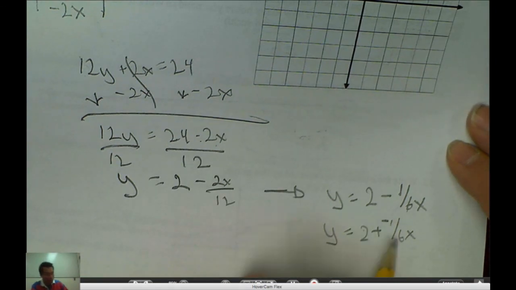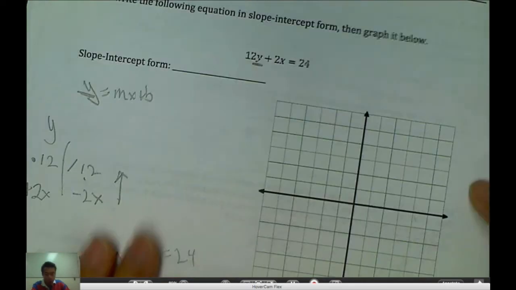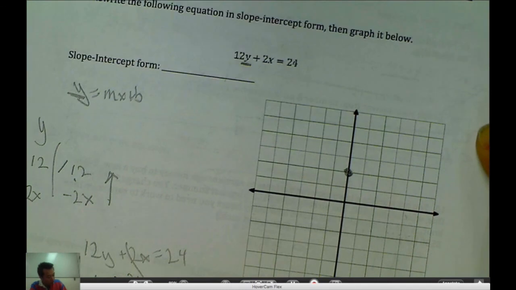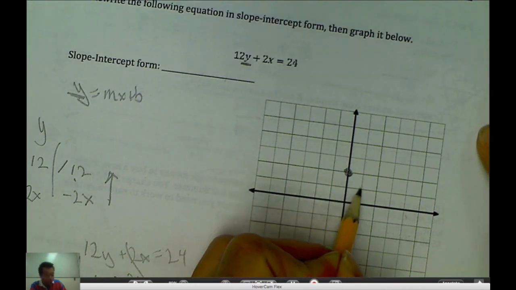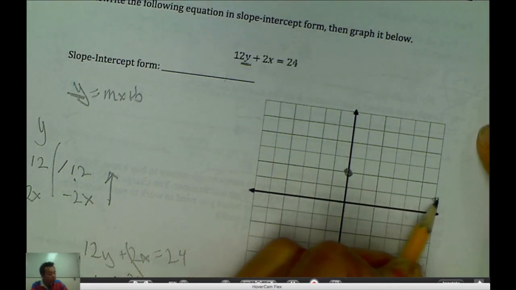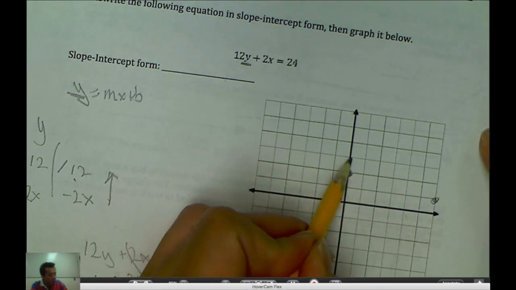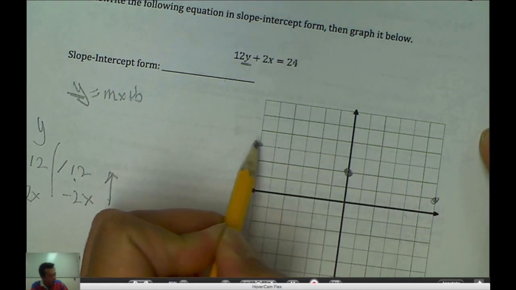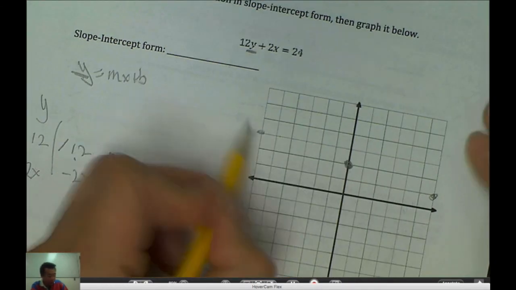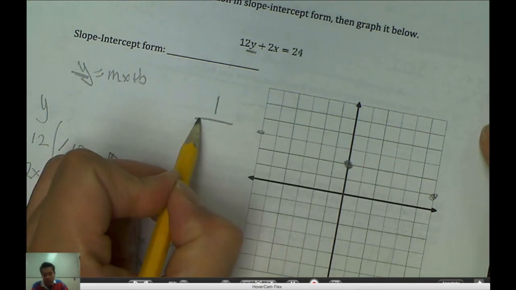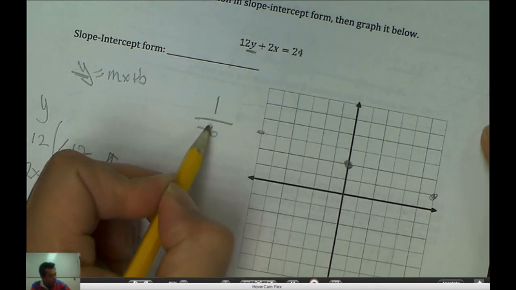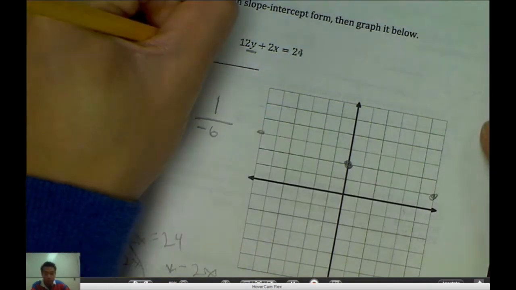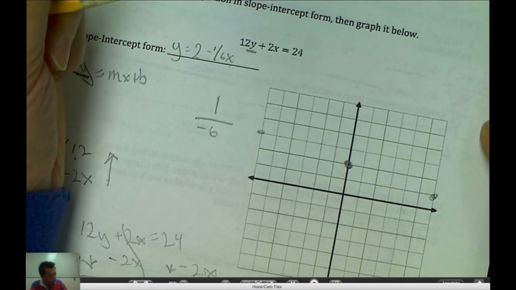Okay, so this one's actually kind of pretty close to the previous question. Here's my y-intercept at 2. Go down 1 to the right 6. 1, 2, 3, 4, 5, 6. If I want to go the other way and go up 1 and then to the left 6, 1, 2, 3, 4, 5, 6. Going to the left 6, right? If I go up 1, that's plus 1, and then going to the left 6, that's still negative 6. That's still the same thing as negative 1/6. So my slope-intercept formula is y is equal to 2 minus 1/6 x. And there's my line right there.